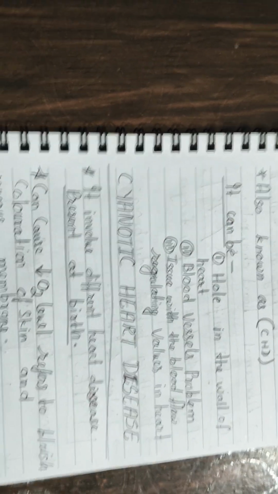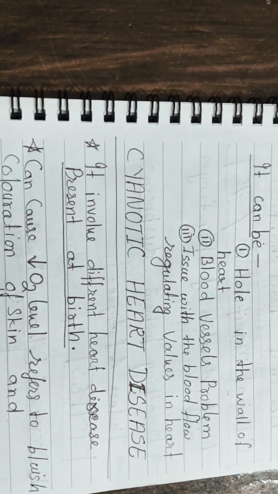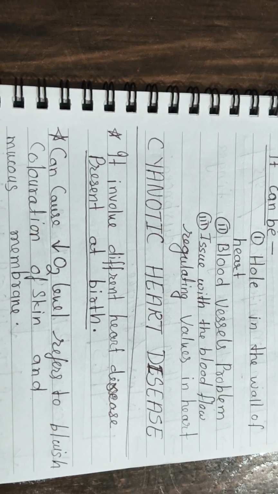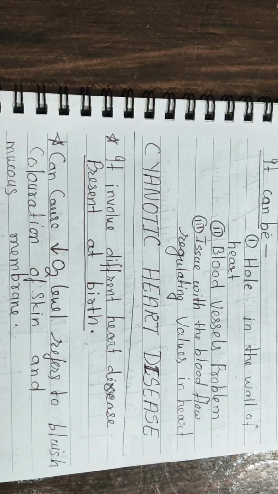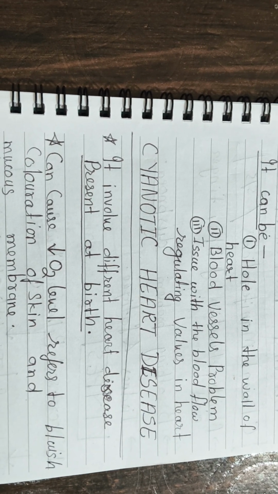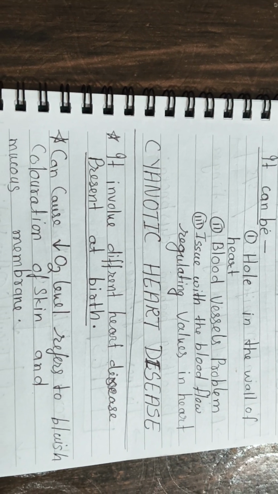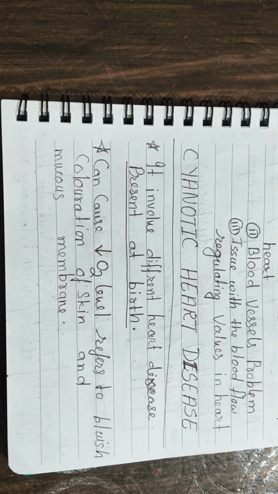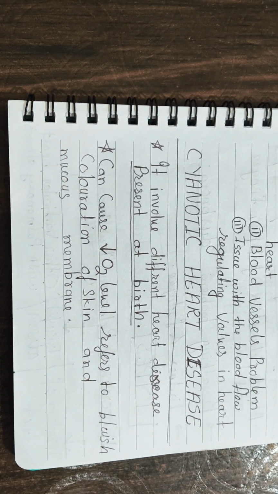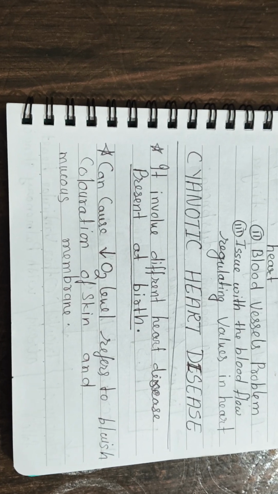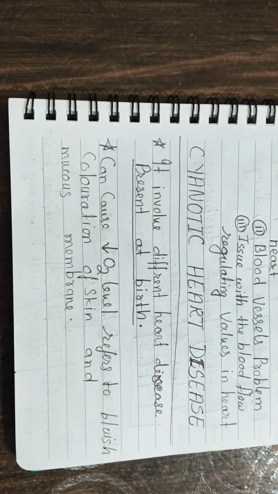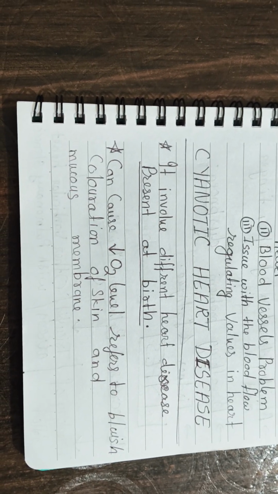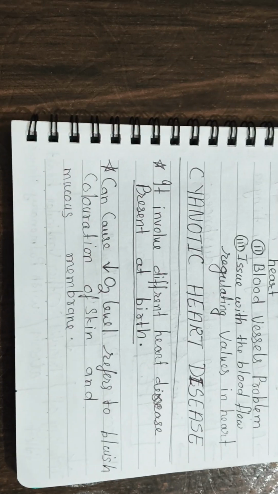The next is cyanotic heart disease. Cyanotic heart disease involves different heart diseases present at birth. It can cause a low oxygen level, which refers to the bluish coloration of skin and mucous membrane.